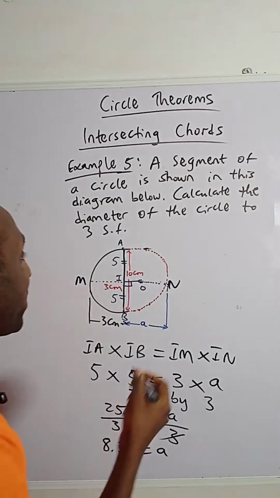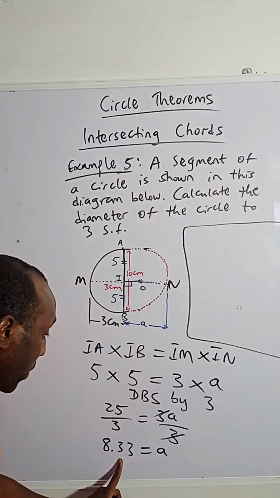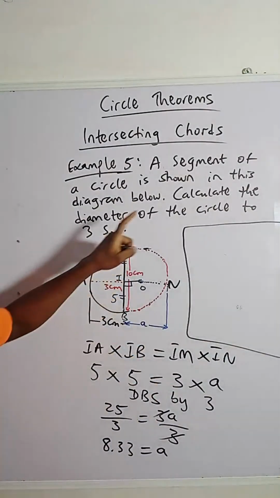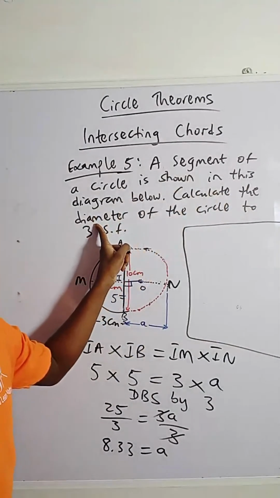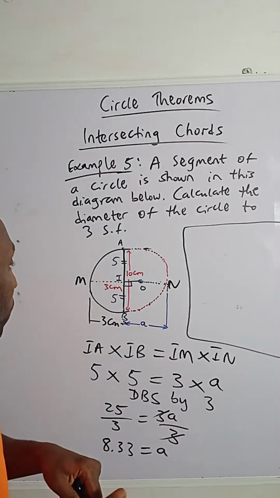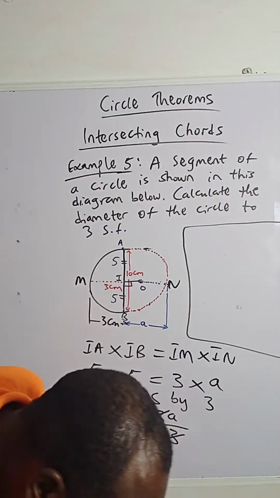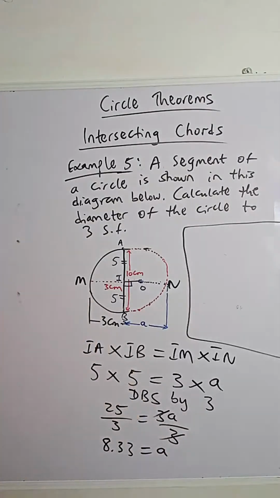So who can tell me, since A is 8.33, what will be the diameter? Calculate the diameter. Who can tell us what will be the diameter? If you know it, say it. Yes, thank you, Bashar. Yes, A is 8.33.